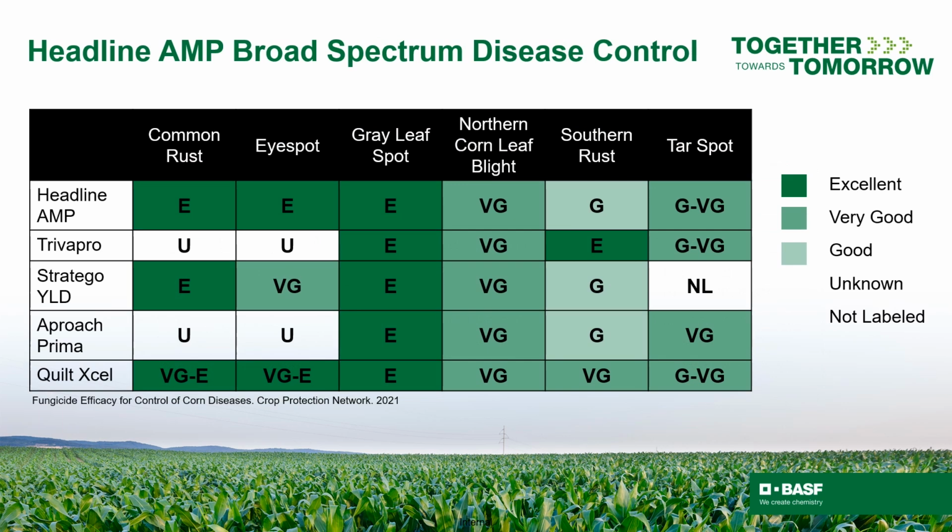So first of all, let's focus on the disease control aspect because I think that's something that is still very important. And you can see from this data that I pulled from the Crop Protection Network that Headline AMP there at the top row really has broad spectrum quality control of a lot of our key diseases that we have out there. Doesn't really have a weak spot on some of those key diseases such as gray leaf spot, northern corn leaf blight, and so on and so forth. Especially compared to some of the other options that are in that similar mid-tier fungicide market that Headline AMP has fallen into as well.